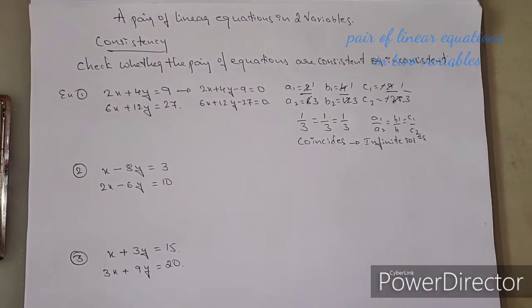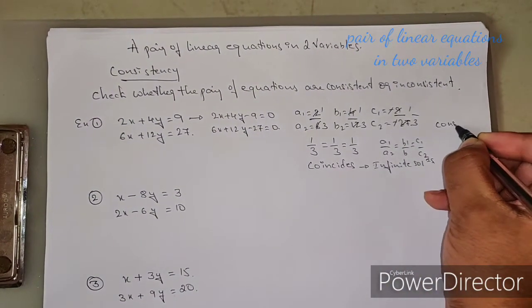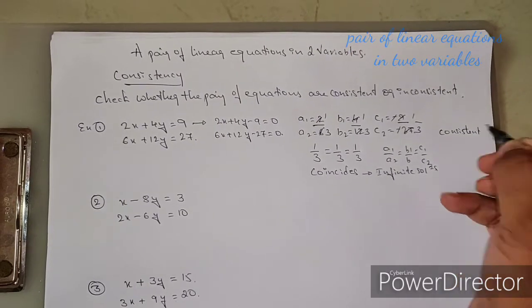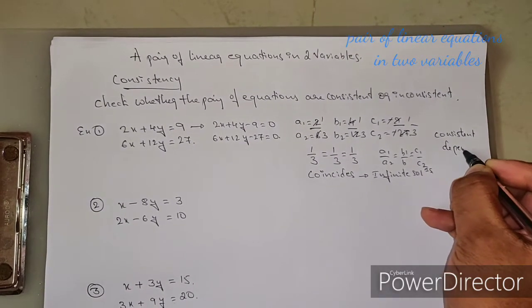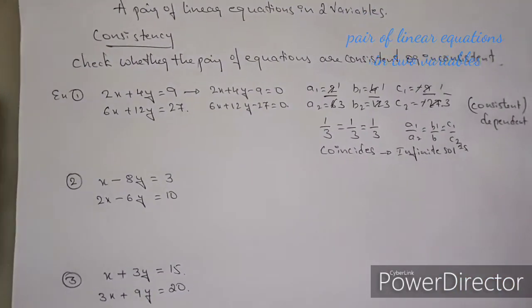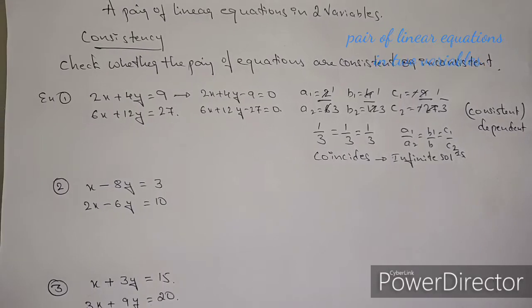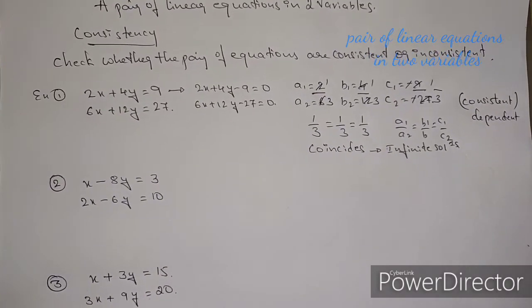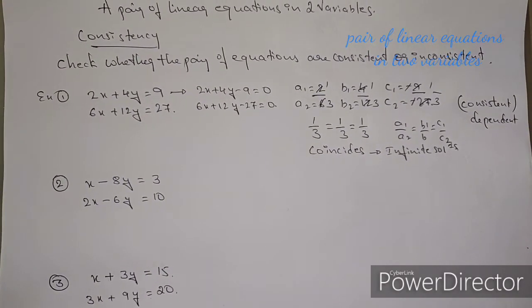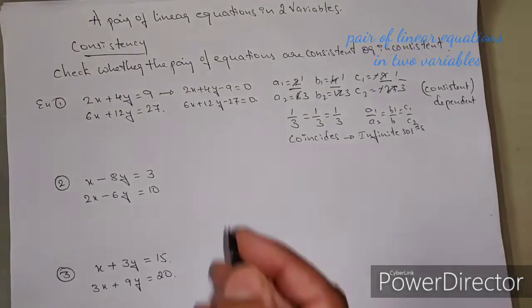If infinitely many solutions, then we can tell that they are consistent but dependent. But what can we tell about the consistency? If we get a solution, then they are consistent. If they do not have a solution, then we can tell they are inconsistent. Let us check the second example.